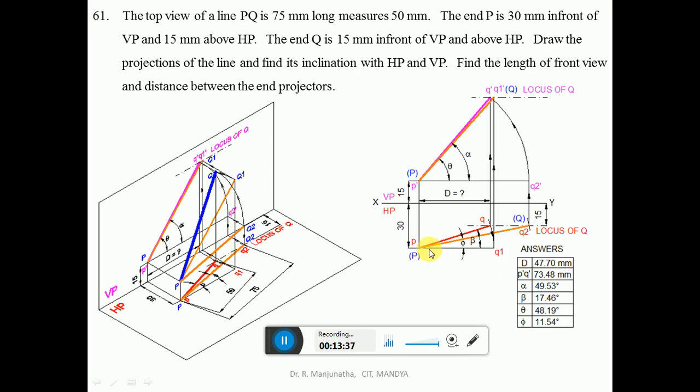Similarly, you measure the angle of apparent inclination with respect to VP, which is beta. It will be 17.46 when you are doing it in computer. When you are doing it in manual, it will be 17 degrees.